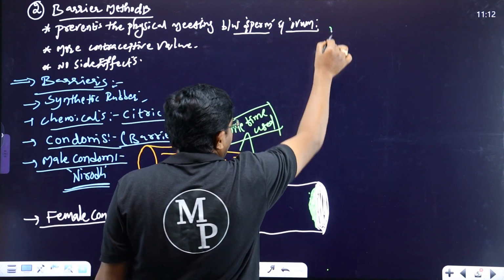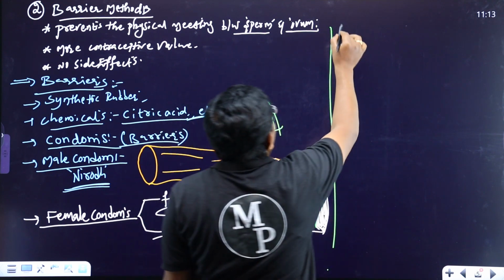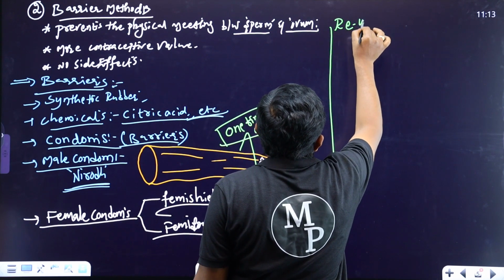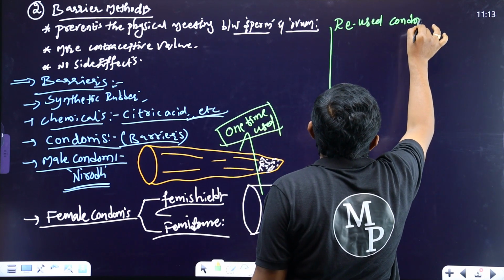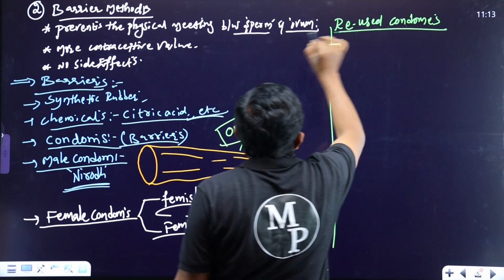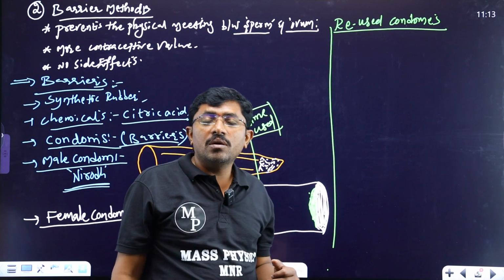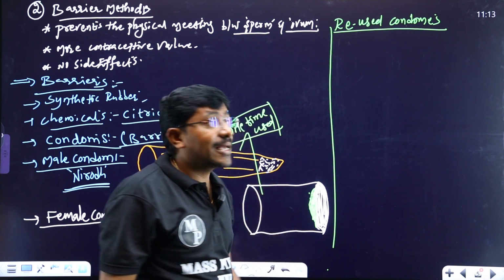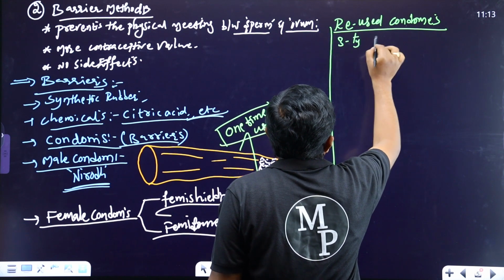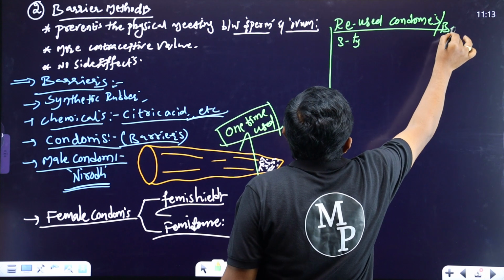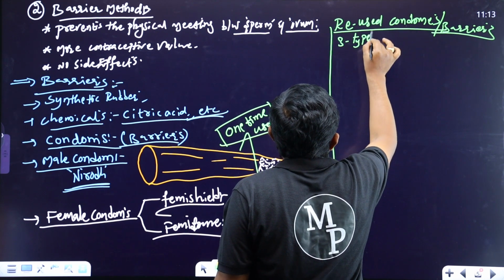Next, some other types of condoms are there. These condoms are reused condoms, or reused barriers. The reused barriers are diaphragms, valves, and cervical caps. Here three types of reused barriers are there.